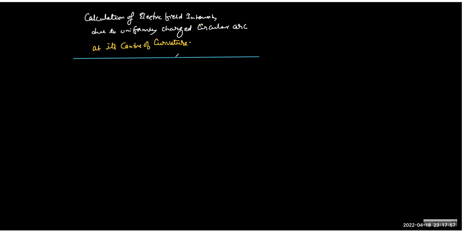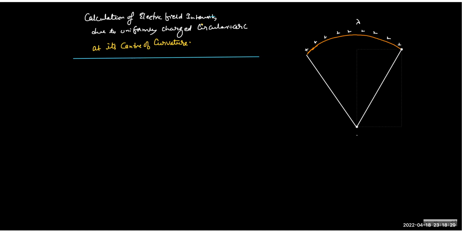So we are supposed to find the field. We have any arc which is part of some circle, so we can call it a circular arc, and it is uniformly charged. We are supposed to find the field at the center of curvature, which means the center of the circle of which this arc is part of.